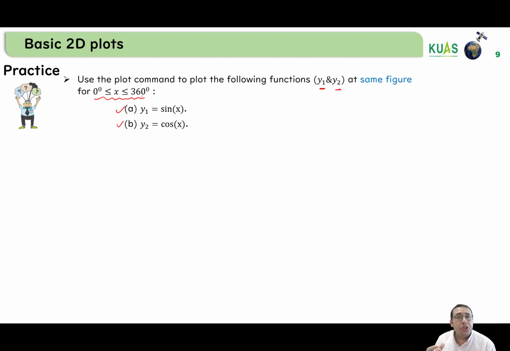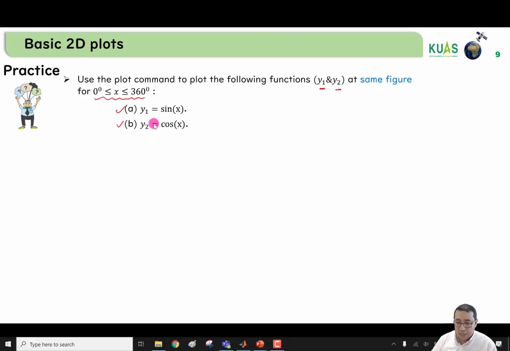But this is very strange. We don't define the slice: we know the range, but we don't know the step in between. This is up to you. Let me check how to do that. So let's go back again to the live script.